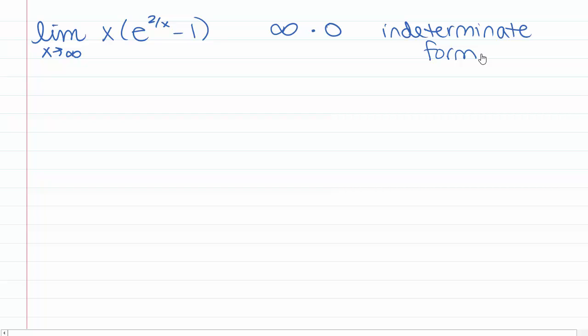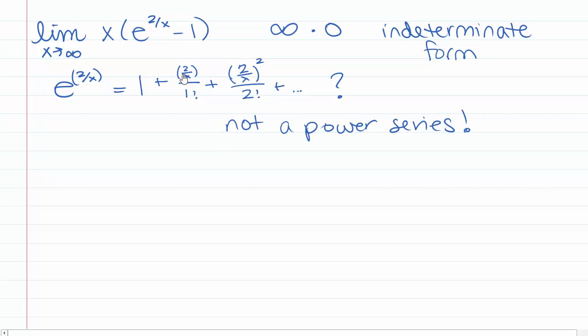But let's again see if we can use Taylor series to solve this problem. So can we find a series for e to the 2 over x? Well, we know a series for e to the x, right? So let's try putting 2 over x into it. So we have 1 plus (2 over x) over 1 factorial plus (2 over x) squared over 2 factorial plus dot dot dot. Now, are we allowed to do that? This is not a power series. We can't have x's on the bottom. These are going to have negative powers of x, so it's definitely not a power series. But it does turn out it's going to work.